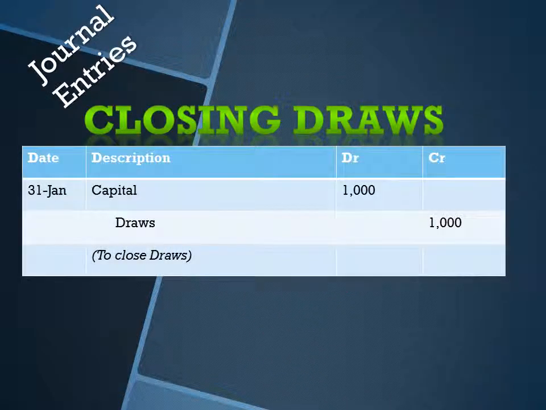And here is what the journal entry would look like to close draws. And this is always going to be the journal entry because draws will never have a credit balance. Income summary can end up with a credit or debit balance depending on whether income or expenses were higher. But draws only ever get a debit entry to them, so they accumulate on the debit side. So to close them, it's always going to be this. The only thing that's going to change is the date and the dollar amount.